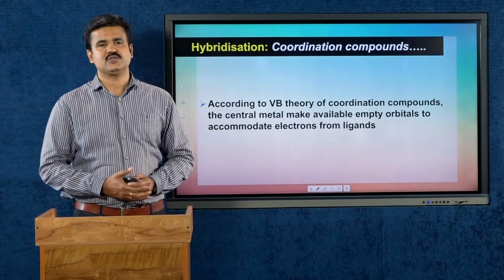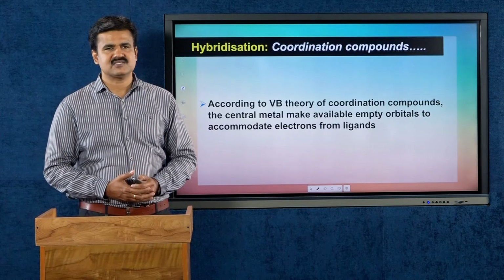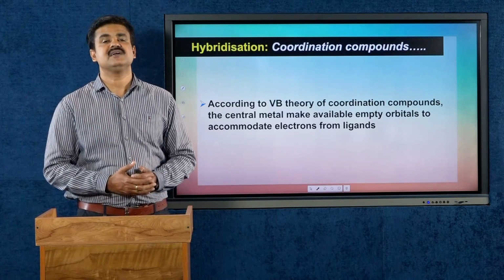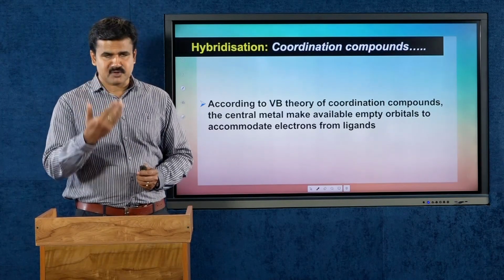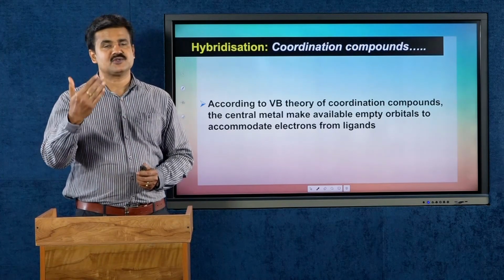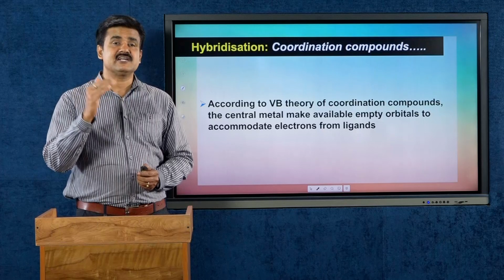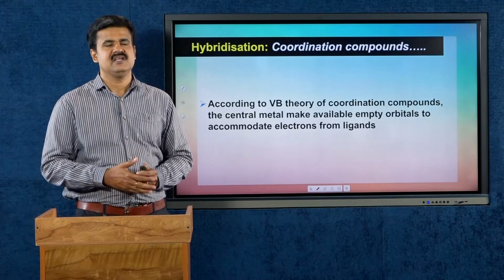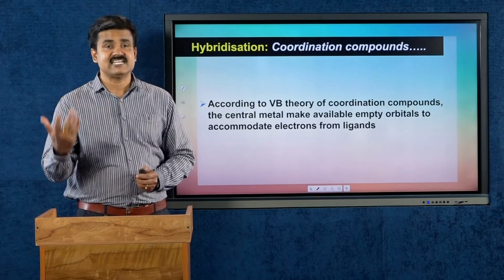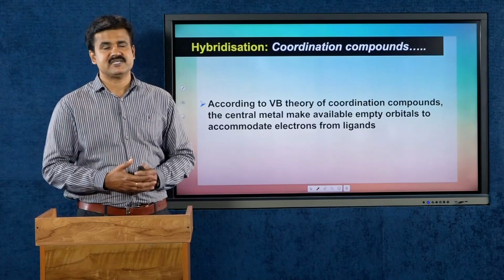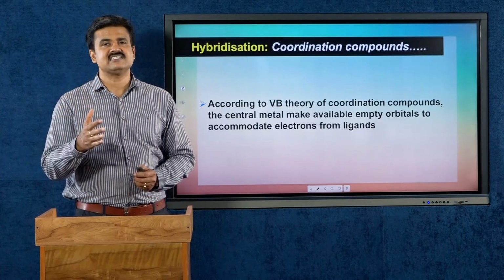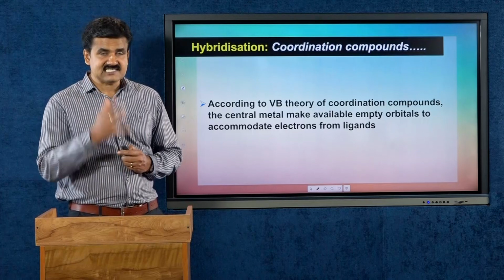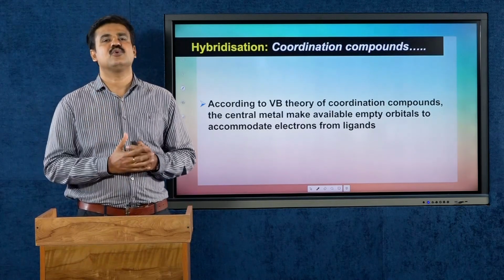Now, according to valence bond theory of coordination compounds, the central metal makes available empty orbitals to accommodate electrons from the ligand. When a coordination complex is produced, the ligand donates its electrons to the central metal. In order to accommodate the electrons donated by the ligand, the central metal has to take vacant orbitals. And these vacant orbitals have different energies. So, prior to compound formation, these vacant orbitals with different energies undergo mixing to get a set of vacant orbitals having identical energy and shape. That's why hybridization occurs in coordination compounds.